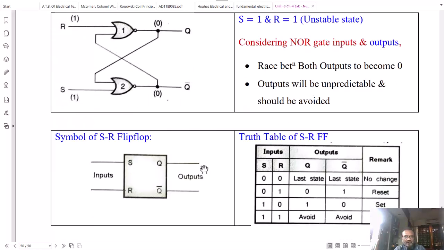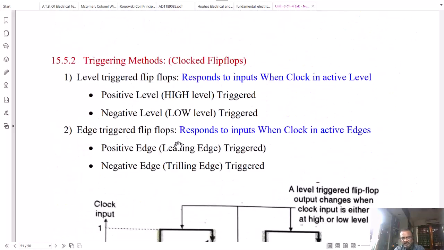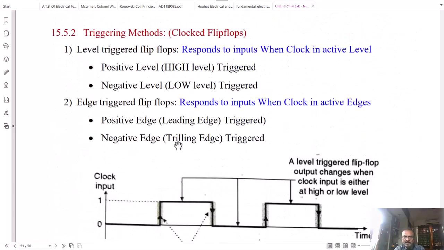Now, in general, if we focus on the NOR gate implementation of the SR flip-flop, we have to remember just that when the set input is 1, the Q output will be set to 1. When the reset input is 1, the Q output will be reset. That is for the SR flip-flop using NOR gate. Now, various triggering methods are used for the flip-flops. We have already discussed this, but let us review it again.